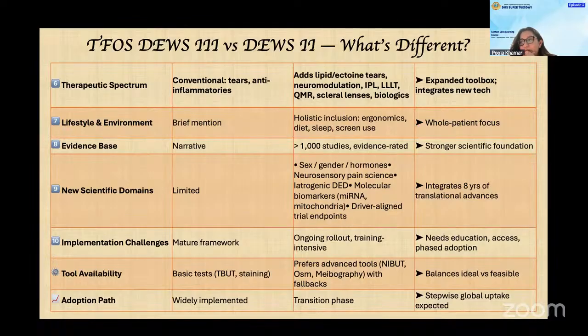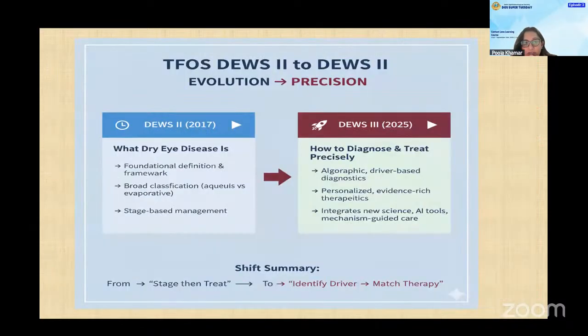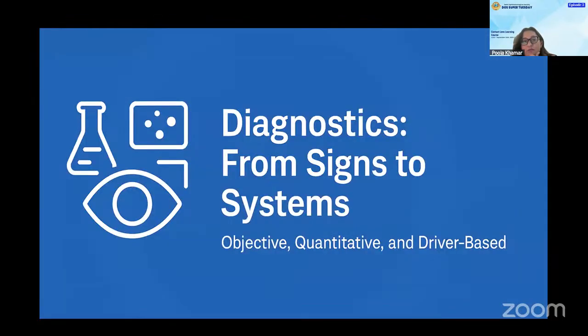So it's becoming more and more robust, and it answers how to diagnose and treat with algorithmic precision. We've moved from stage and treat to identify the driver and match the therapy. This is what we are moving towards. They have also emphasized how we can integrate new science, AI tools and mechanisms as we move on in dry eye practice, to make the outcomes even better.